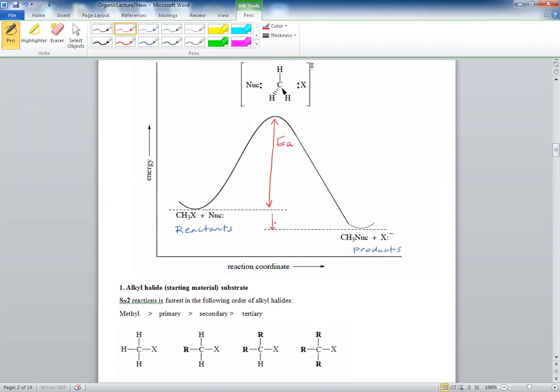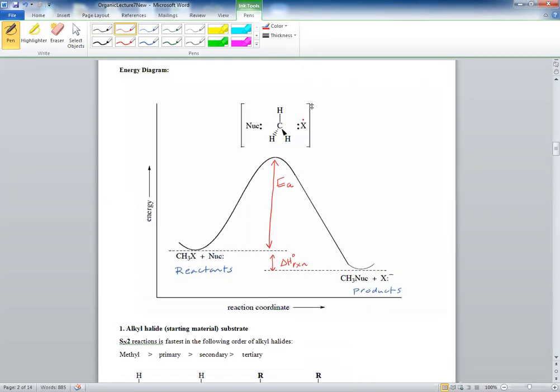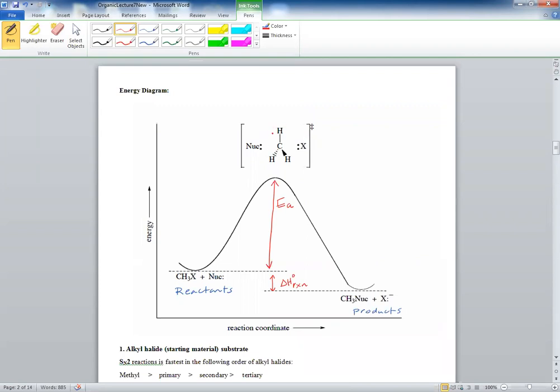Of course, down here, this is delta H of the reaction. So of course, the products are more stable than the reactants, and this is our activation energy. So the transition state would look like this. The bond between the nucleophile and the carbon is forming. The bond between the carbon and X, the leaving group, or the halogen, is breaking.